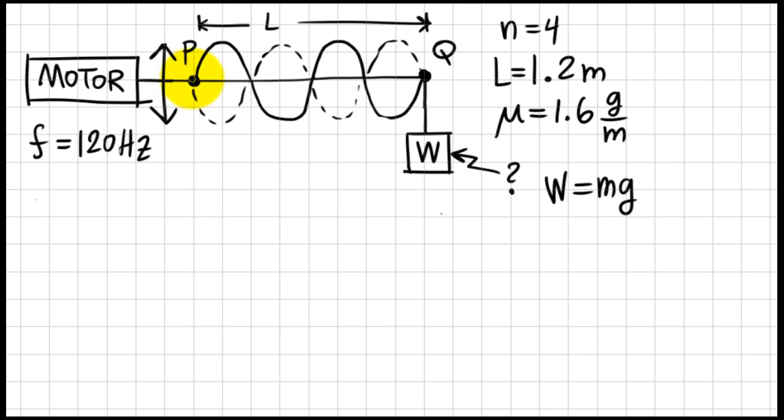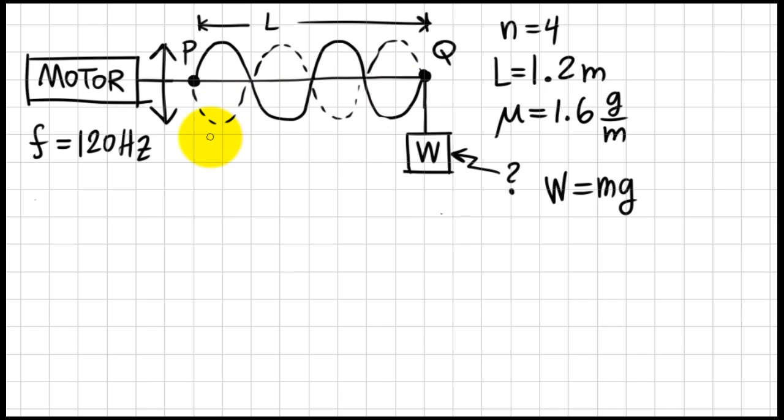So the distance between these 2 points P and Q, which is the length of the string, is equal to 1.2 meters. The linear density of the string is 1.6 grams per meter, and we want to know which tension is needed here if I want to observe this pattern with 4 loops, which corresponds to the fourth harmonic.